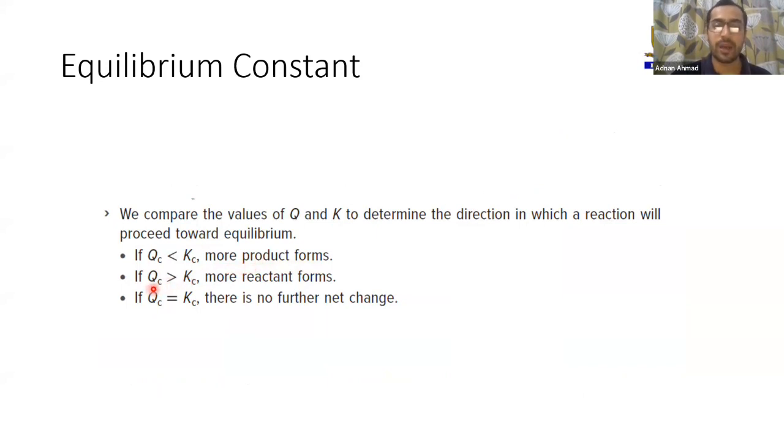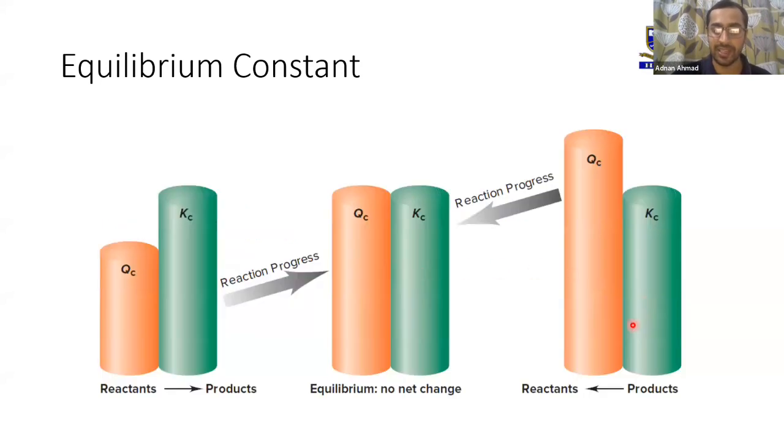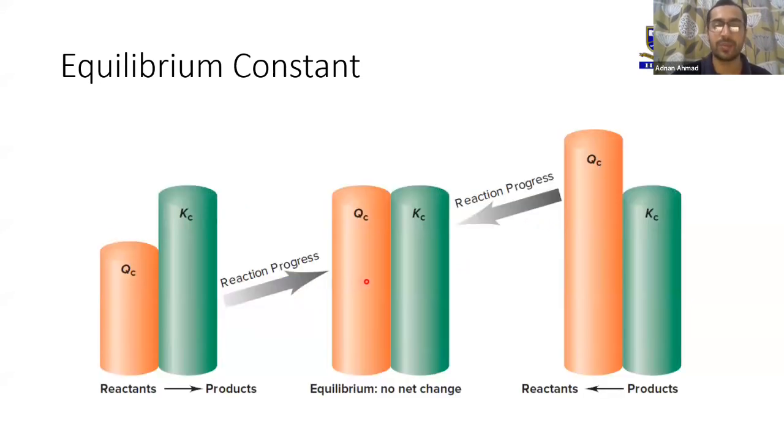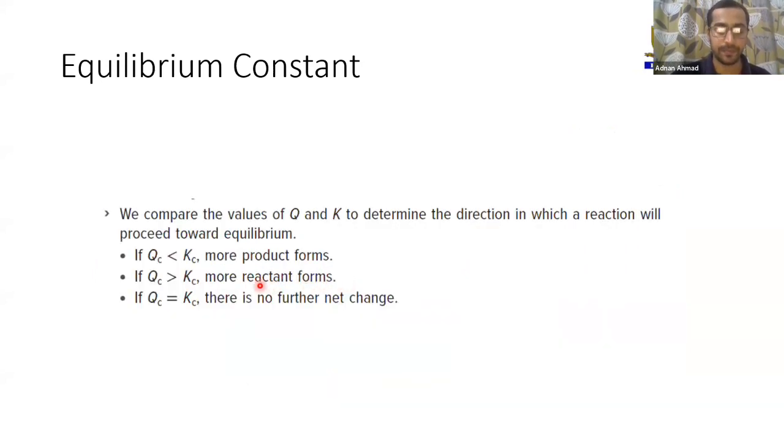If we have a second case, where QC is greater than KC, which is this case, so here QC is greater than KC, what will happen? More reactants will form. The reaction will go in the reverse direction, right?